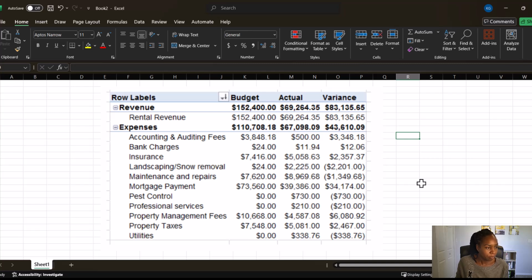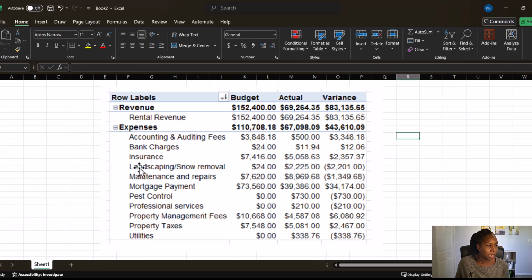So, you can look at insurance, okay? You budgeted $7,400 for insurance and your actual is $5,000. And you're spending less than what you expected, which is okay, which is good. But you want to understand, like, well, what happened? Why is that? Do we have the wrong coverage? Or did we miss some payments?